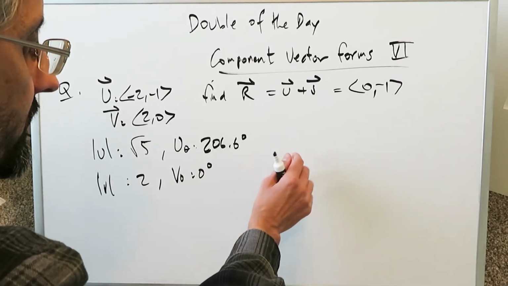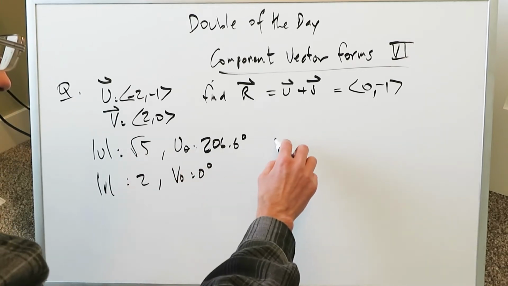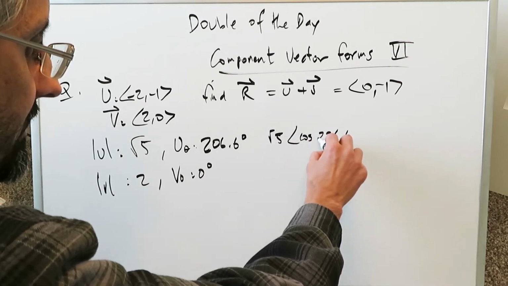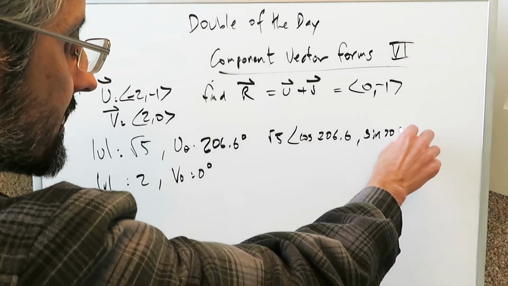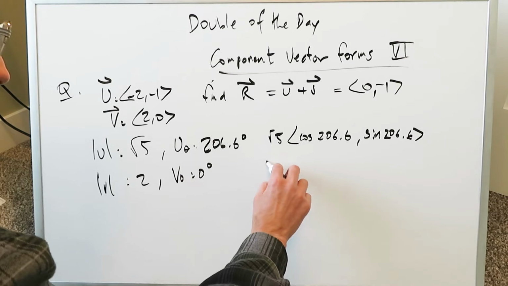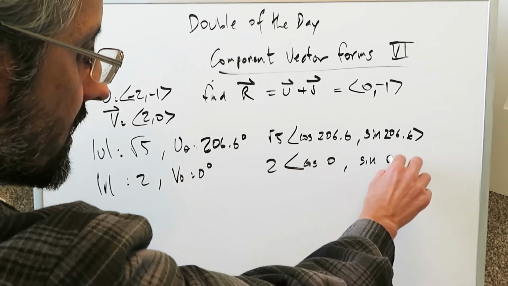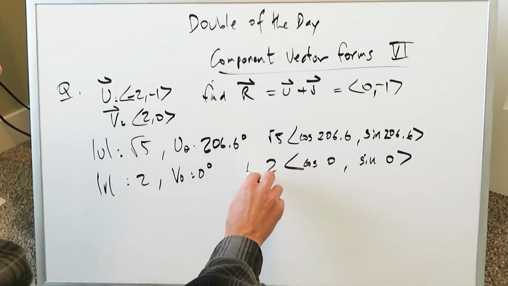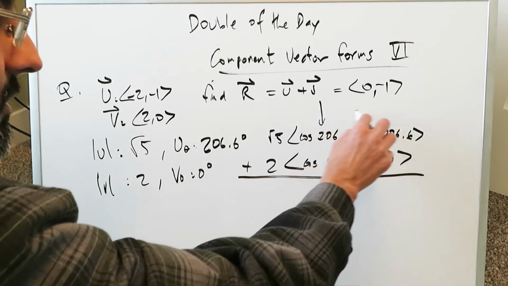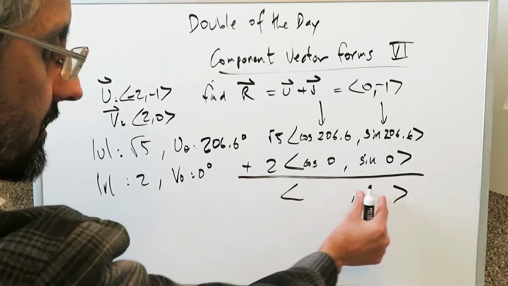The component form is the way you have the magnitude and the direction represented for each. For u, it's going to be root 5, and then you have cosine 206.6, and then you'll have sine 206.6 degrees. For the v vector, you're going to be doing the magnitude, and then you do cosine 0 and sine 0. Now how do you determine the resultant using this? You use like a long addition procedure. You'll add this row and you'll add this row, and you'll bring everything together into their two parts.